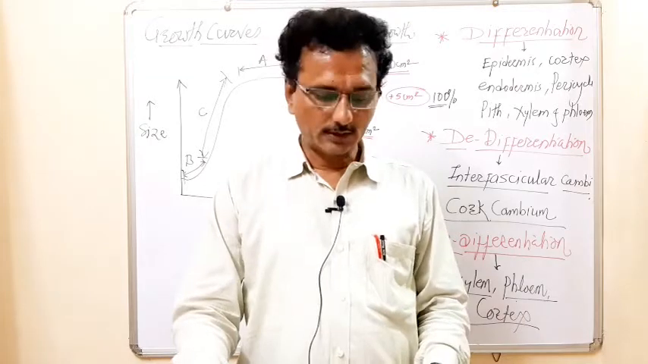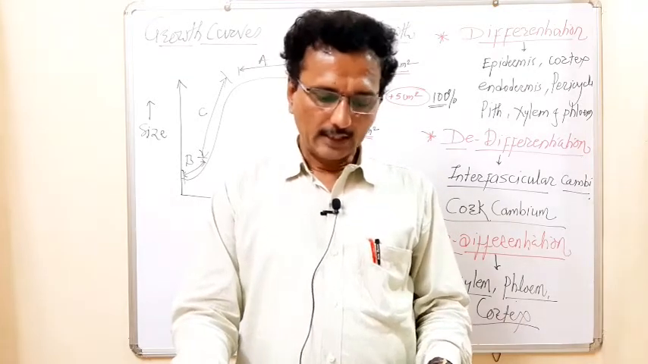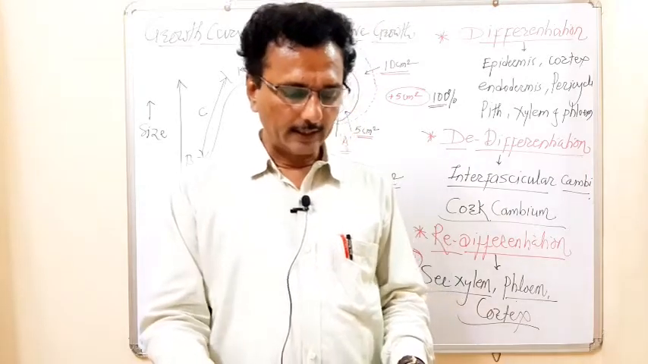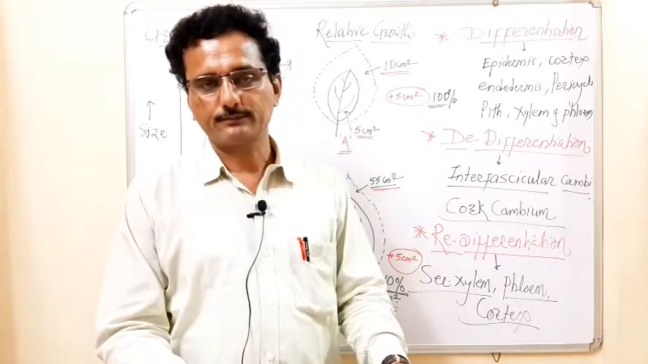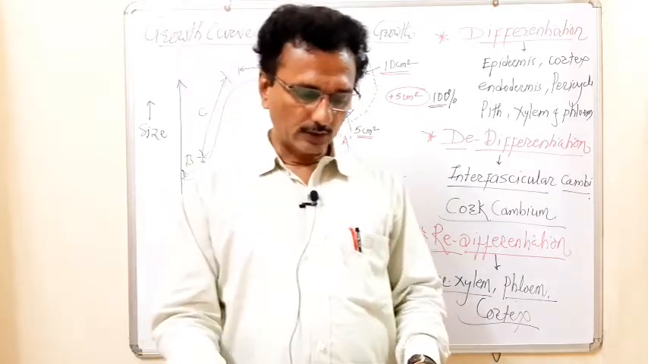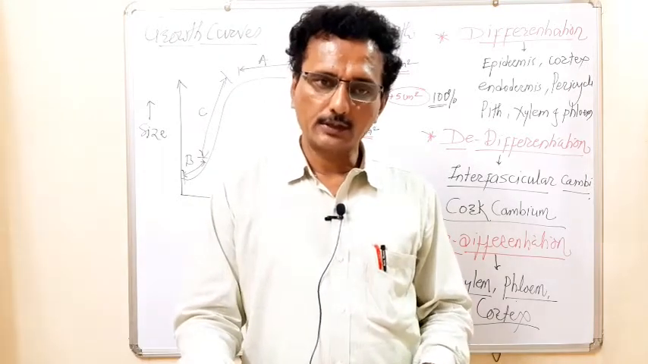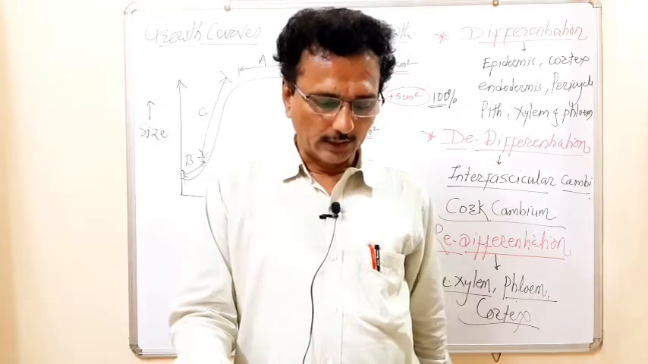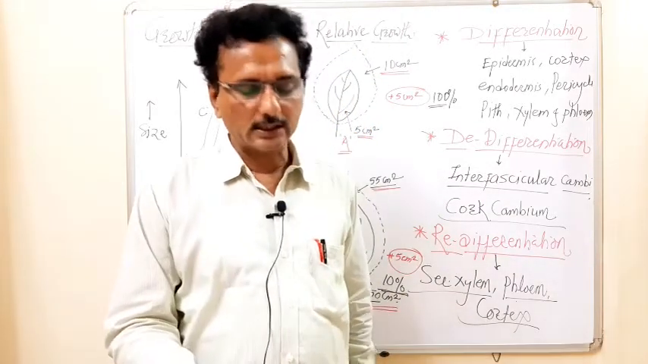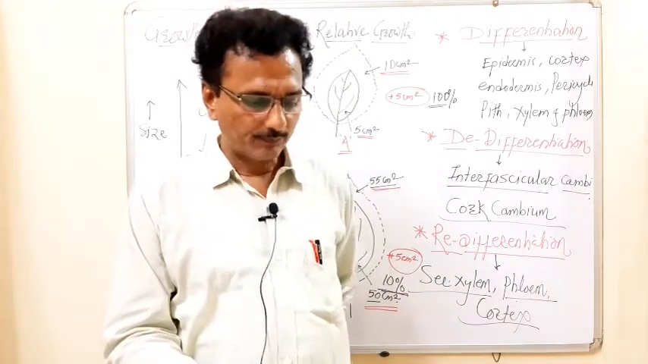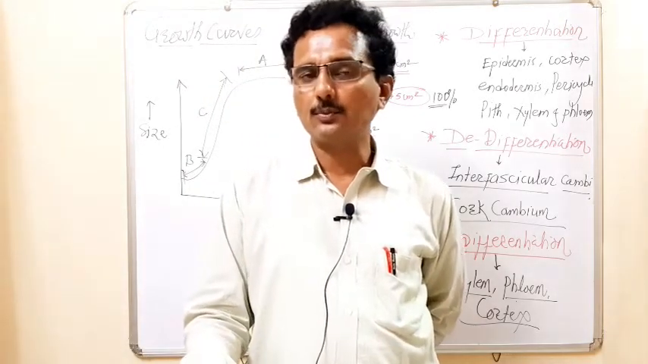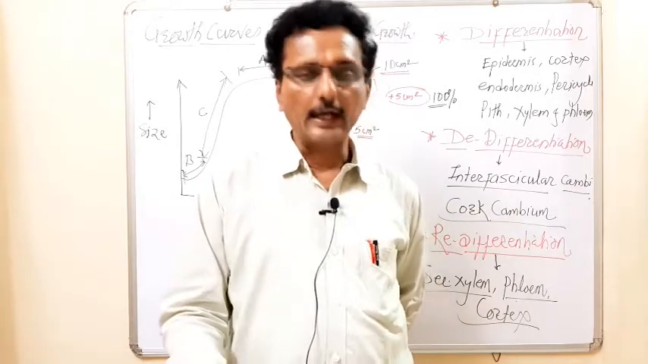See student, question number 24. Dash are the examples of tissues formed by dedifferentiation. First option, interfascicular cambium. Second option, cork cambium. Third option, both A and B, and fourth option, tracheary elements. So what is the answer? The interfascicular cambium and cork cambium, so the third option, both A and B, is your answer.